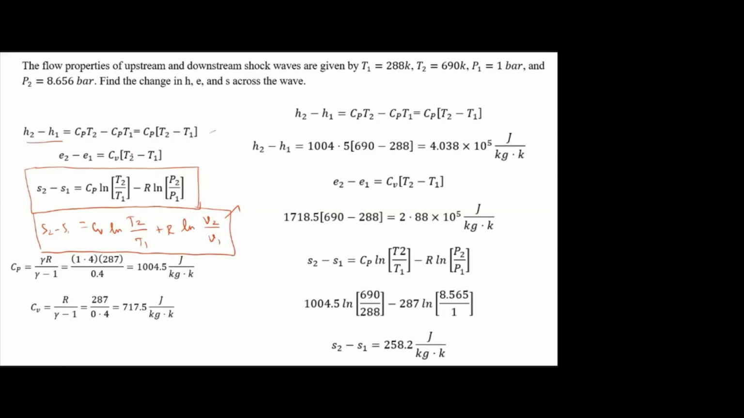So this is dH, this is dE, this is ds. So we should know P1, P2 value, T1, T2 value, CP, CV value. So for air, you know the CP it is 1005 approximately, CV is 717. All other value it is given here, T1, T2, P1, P2. Simply substitute. So dH is 4.038 joule per kilogram Kelvin, and dE is 2.88 in 10 power 5 joule per kilogram Kelvin, and S2 minus S1. So CP, R value we know, all this pressure temperature you know. From that you got 258 joule per kilogram Kelvin.